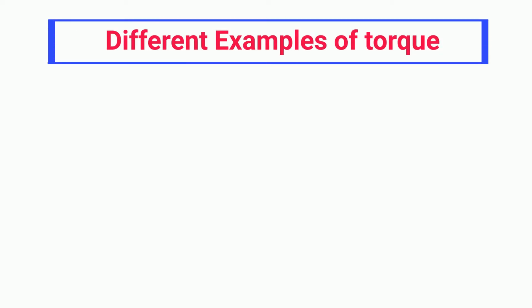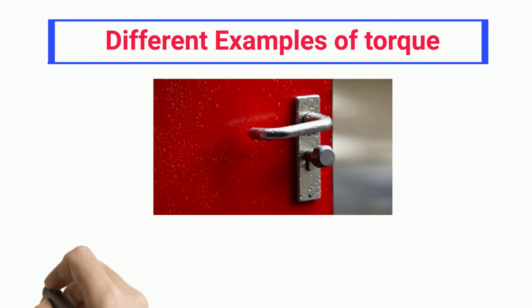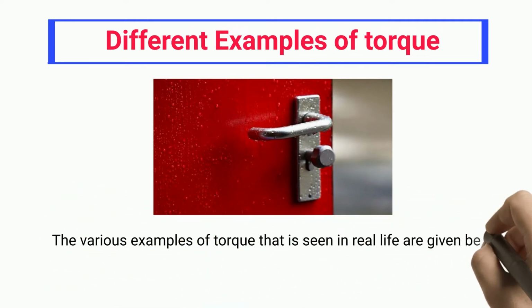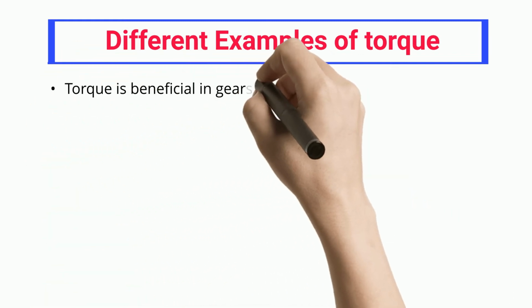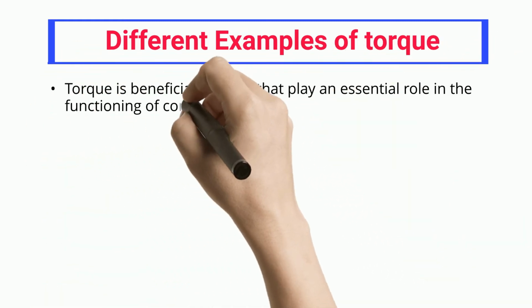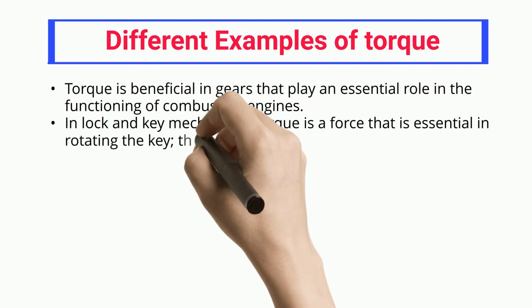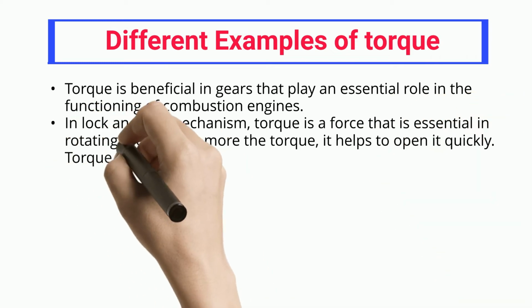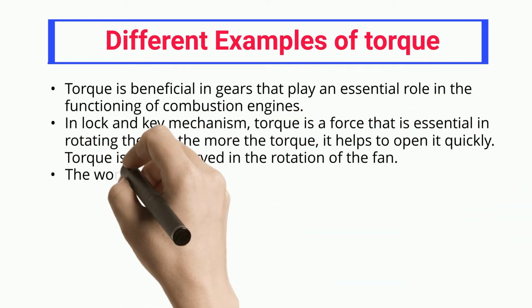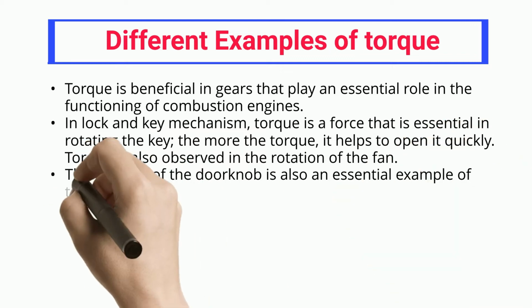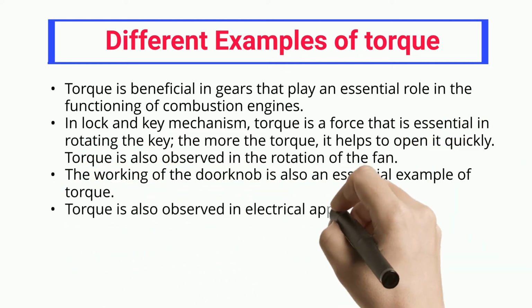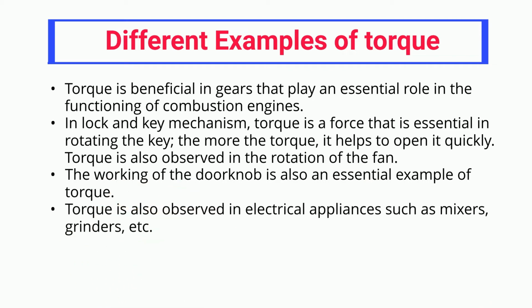Different examples of torque. The various examples of torque that are seen in real life are given below. Torque is beneficial in gears that play an essential role in the functioning of combustion engines. In a lock and key mechanism, torque is a force that is essential in rotating the key. The more the torque, the more quickly it helps to open it. Torque is also observed in the rotation of the fan. The working of the doorknob is also an essential example of torque. Torque is also observed in electrical appliances such as mixers, grinders, etc.